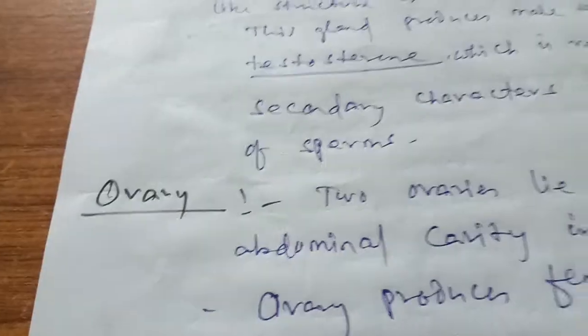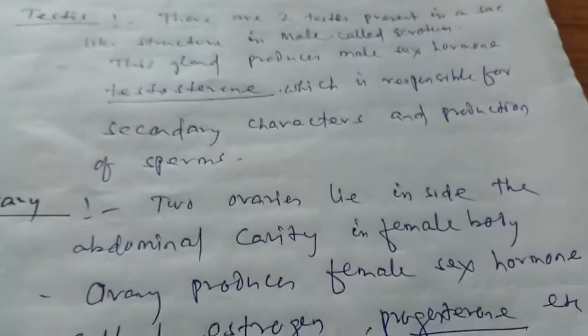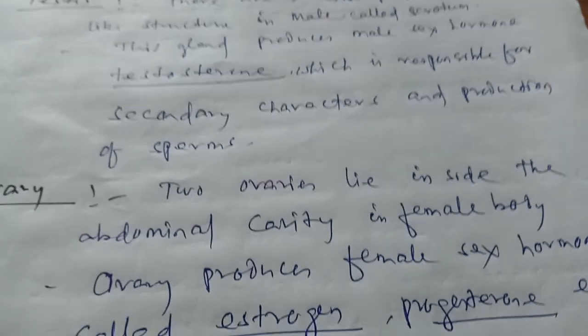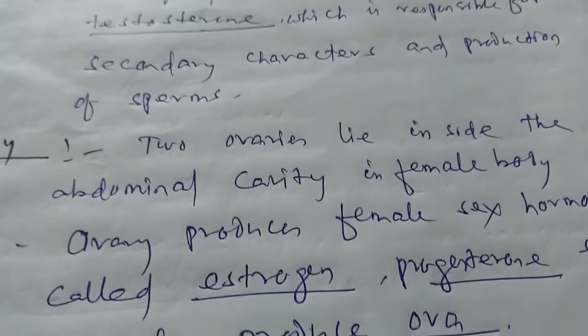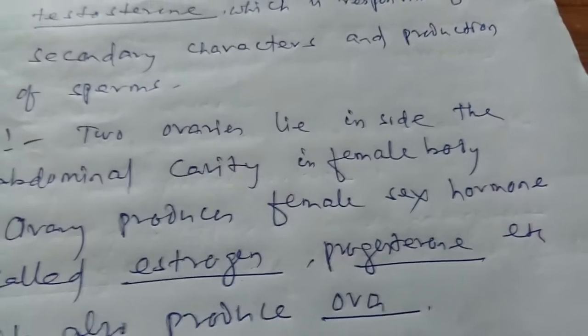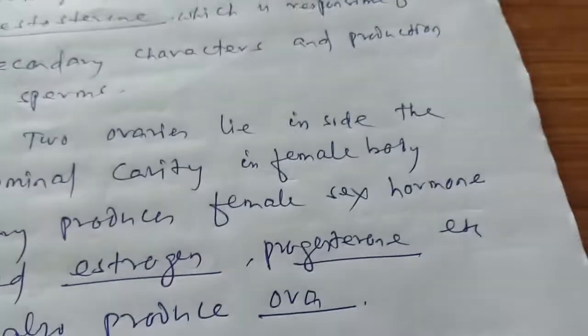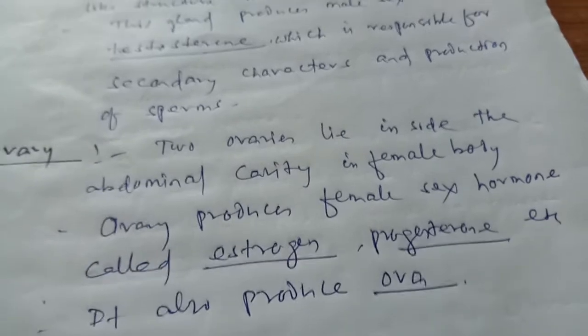And lastly, ovary. Two main ovaries lie inside the abdominal cavity in the female body. The ovary produces the female sex hormones called estrogen, progesterone, etc. It also produces ova or eggs.